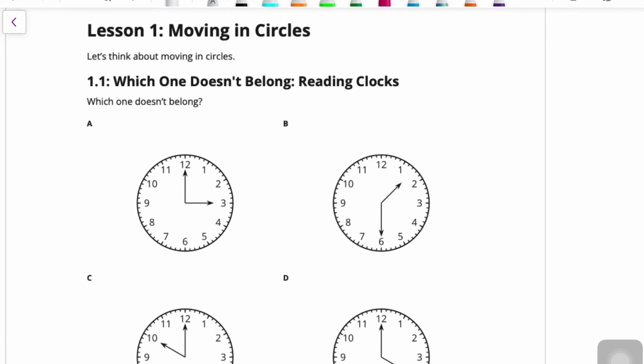All right, let's take a look at Unit 6, Lesson 1, moving in circles. Let's think about moving in circles. Which one doesn't belong? We're reading clocks. So which one do you think doesn't belong?